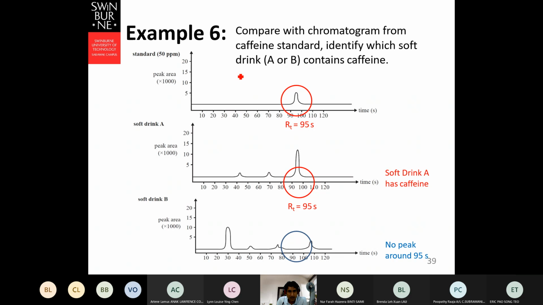So compare with the chromatogram from the caffeine standard, identify which soft drink, A or B, contains the caffeine. So we have two soft drinks, A and B. How many of you drink coffee in the morning? I cannot see you, but I guess more than 50% of us drink coffee in the morning, or maybe multiple times in a day. I usually drink at least 2 times.